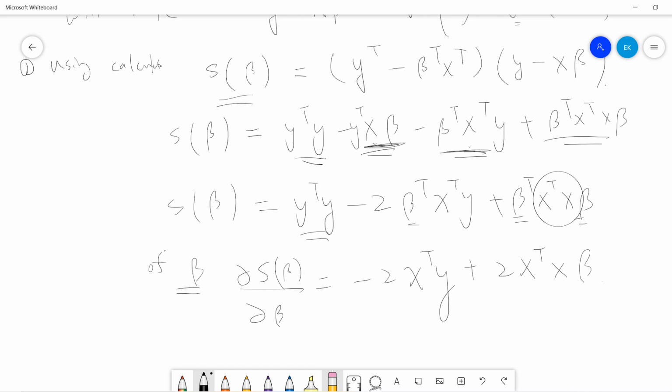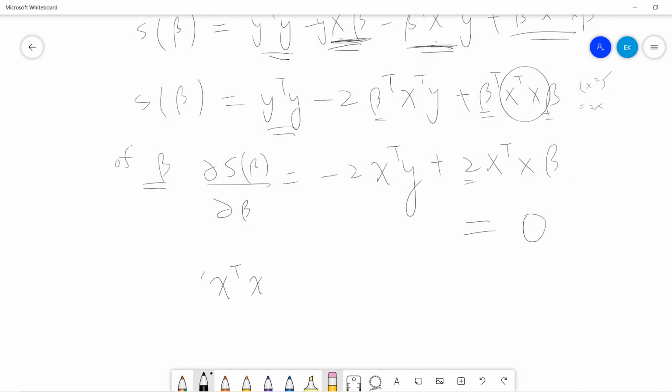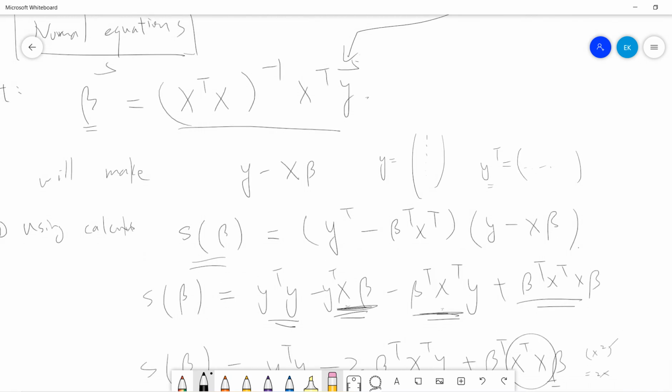Because you vary with this beta^T, and if you expand it, this is a symmetric matrix for this S of beta. So there will be two terms, just like if you differentiate with respect to x squared. So this is the result. Then it becomes 0. So you get X^T X beta equals X^T y. So beta is (X^T X) inverse X^T y. So this is what we want to prove.